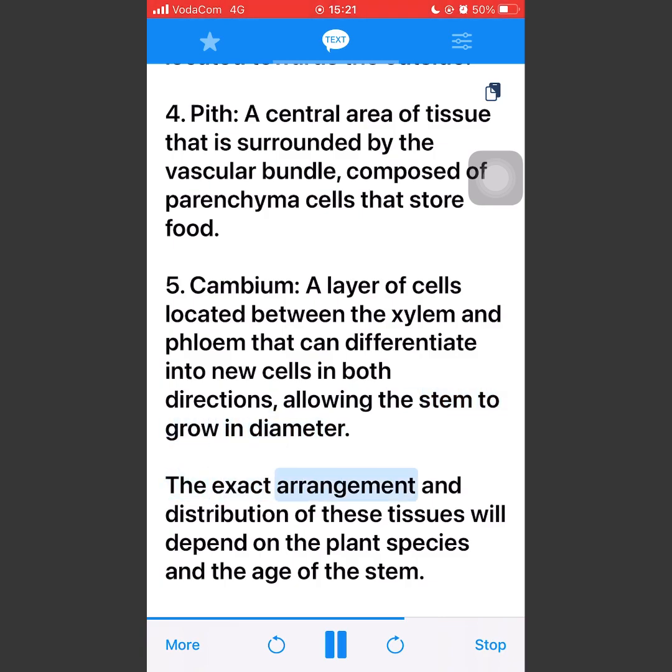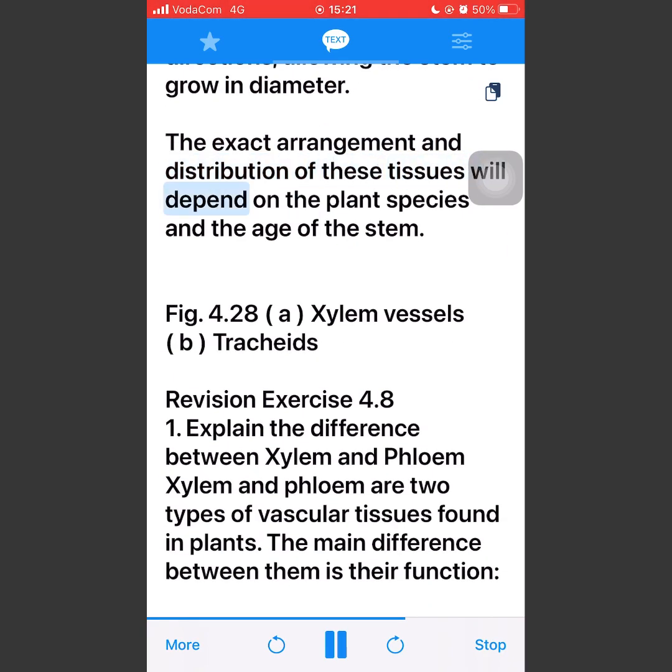The exact arrangement and distribution of these tissues will depend on the plant species and the age of the stem. Fig. 4.28. A. Xylem vessels. B. Tracheids. Revision exercise 4.8. 1. Explain the difference between xylem and phloem.